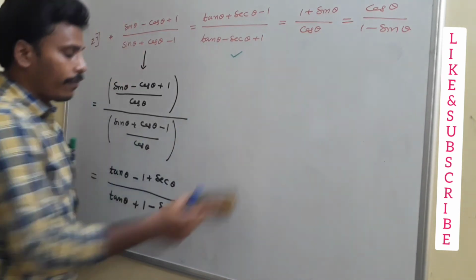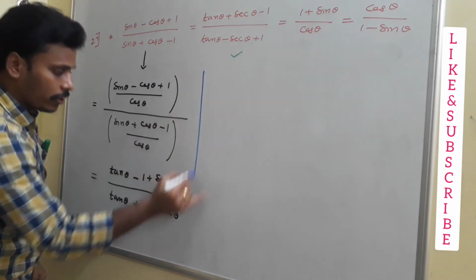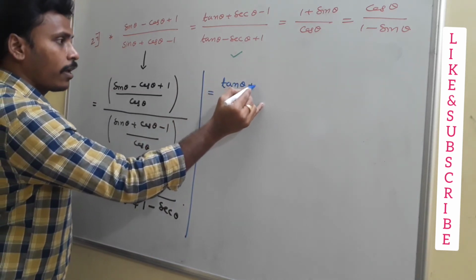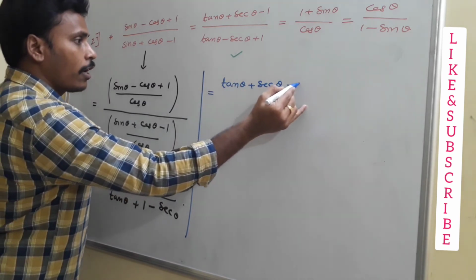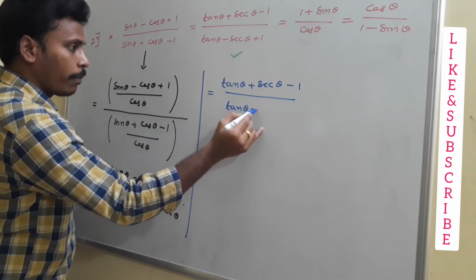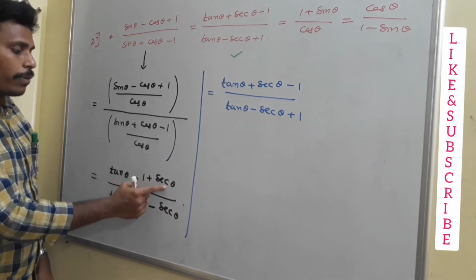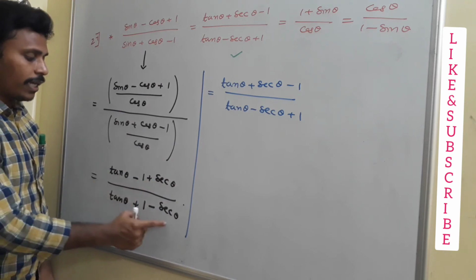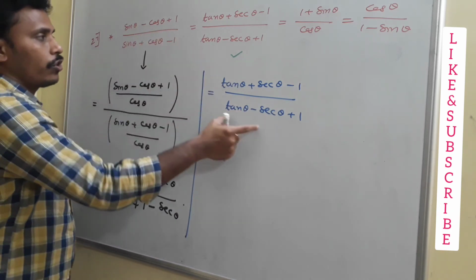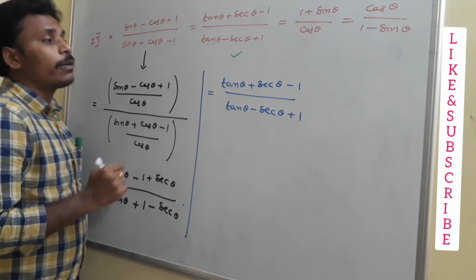So now the next step, I will rearrange it for your sake, okay? So this is equal to tan theta plus secant theta minus 1 divided by tan theta minus secant theta plus 1. Is it right? Tan theta plus secant theta minus 1 divided by tan theta minus secant theta plus 1, and these two are the same. So this is equal to this. The first part of the proof is over. And now I am moving to the second part.